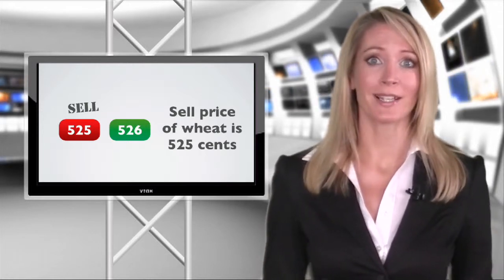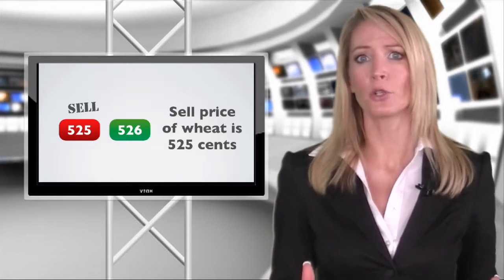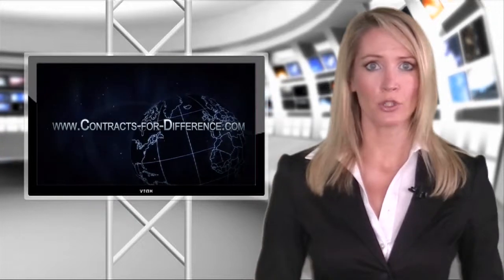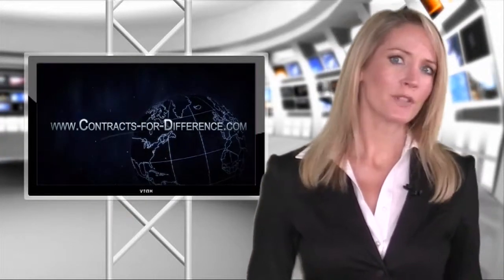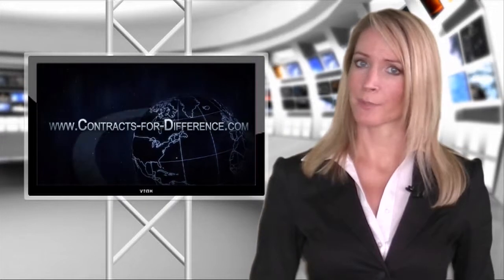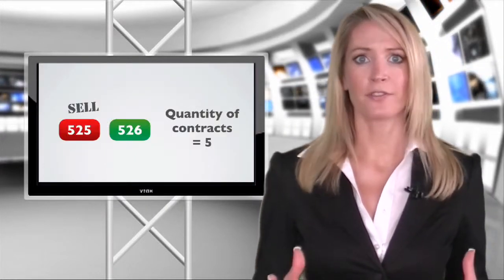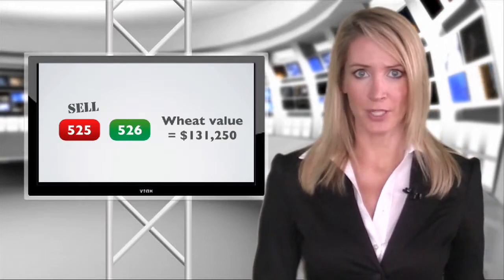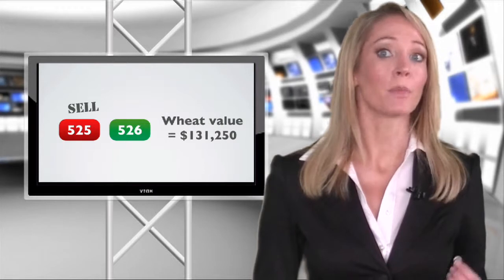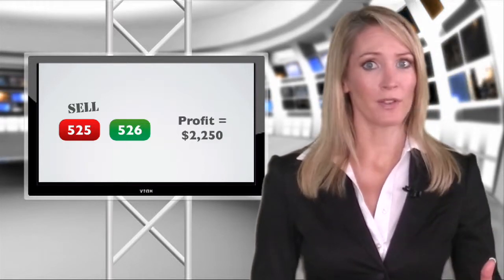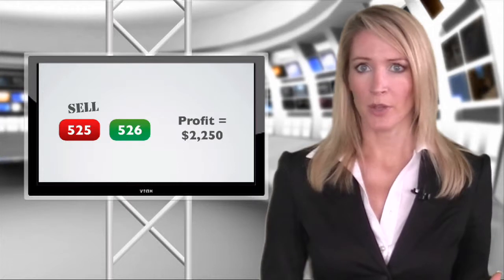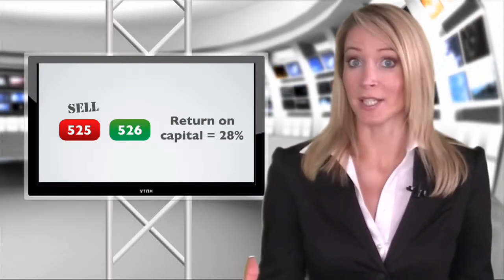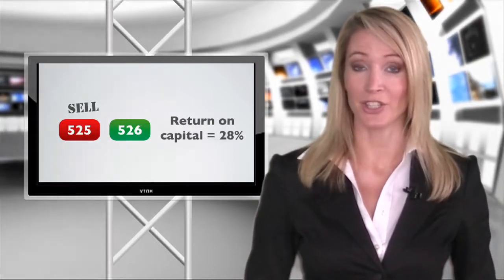close this position by selling an identical set of contracts, namely 5 contracts. The investor sells those at the bid price, i.e. 525 cents. Sell price for wheat is 525 cents. Quantity of contracts is 5. Wheat value is $131,250. That's 5.25 multiplied by 5 multiplied by 5,000. Net profit per the transaction is $2,250. The return is 28% on the capital invested in just 5 days.